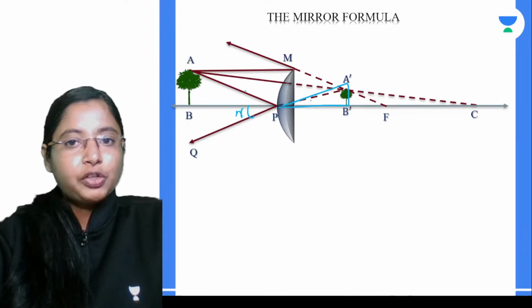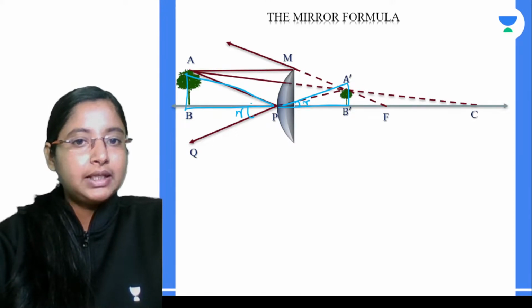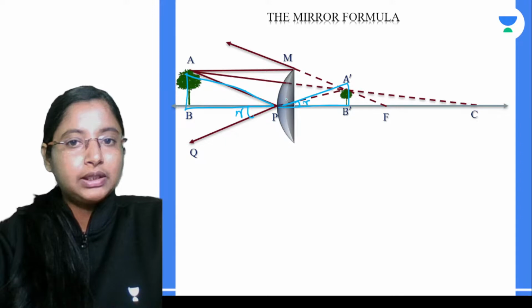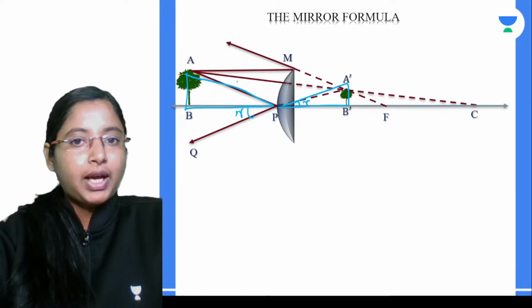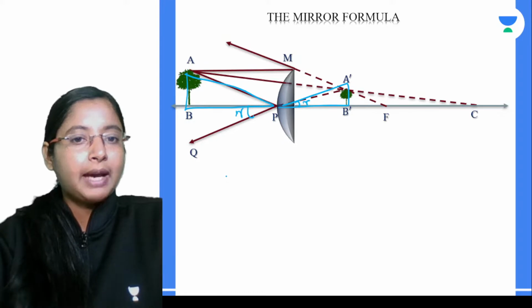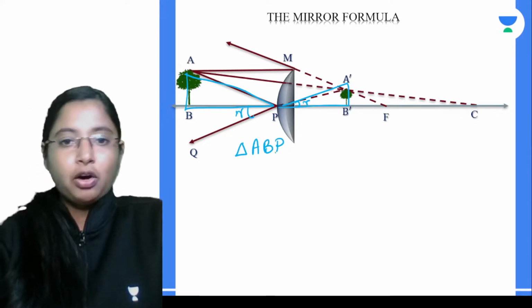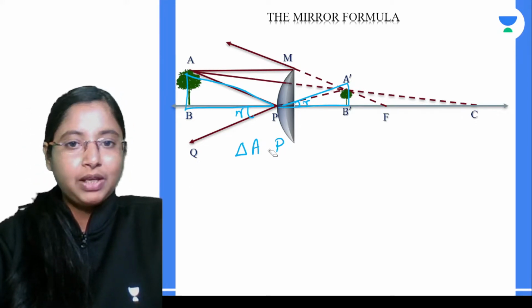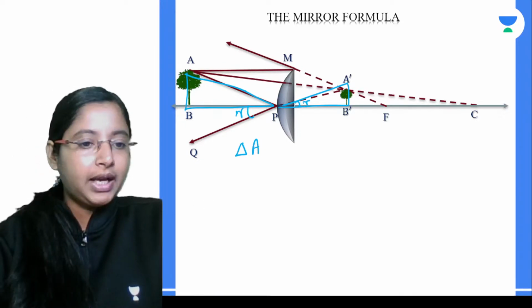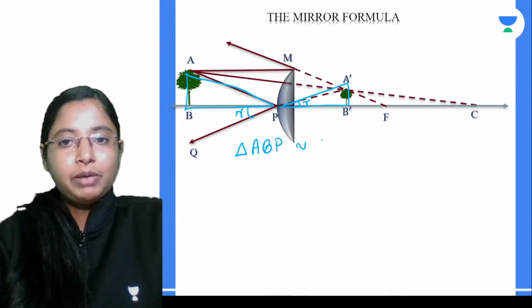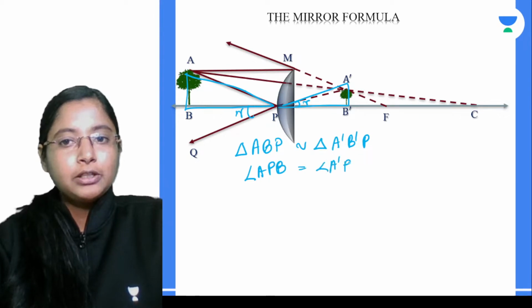Now, this angle over here between this line and this line will also be the same. So if this triangle and this triangle have the same angle, then this triangle will be similar to this triangle. They both have the same angle. Then triangle ABP is similar to the triangle A dash B dash P. Why? The angle APB is equal to the angle A dash P B dash.